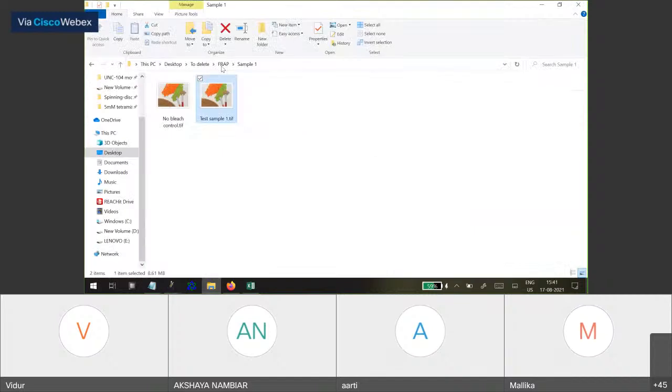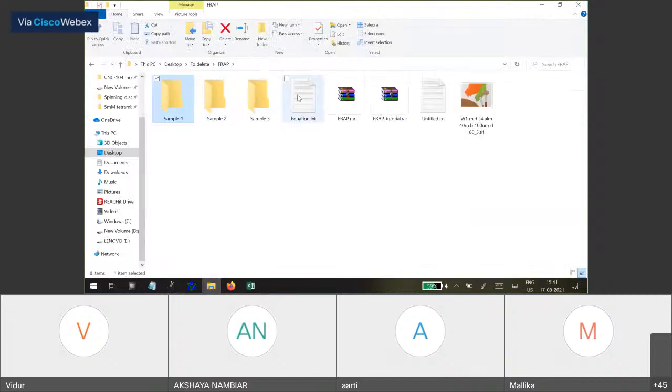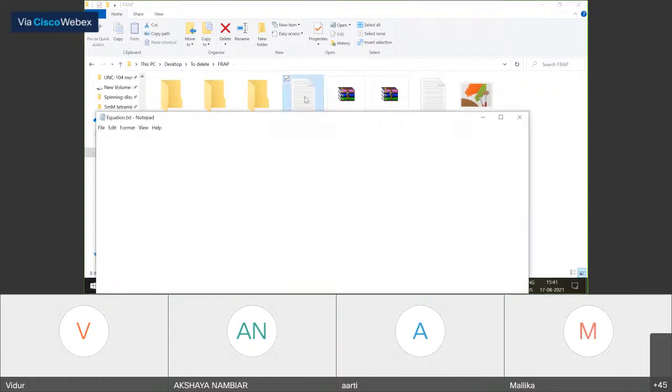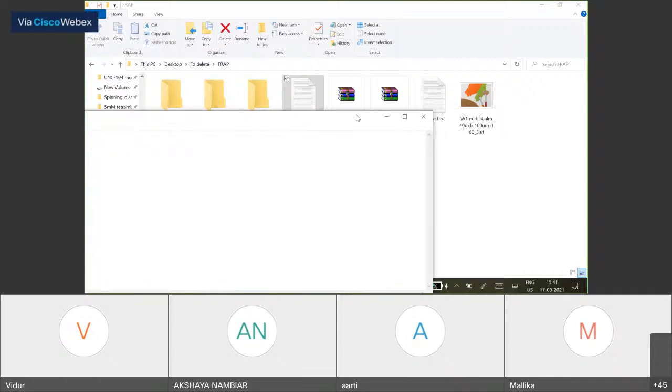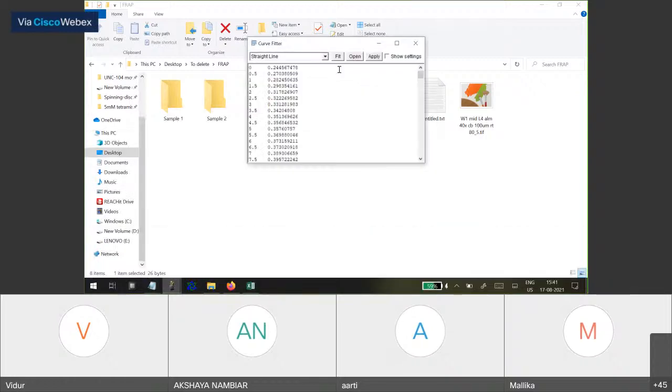Now you go back to the data set that I had sent you, and there is one text file called equation.txt. You copy paste this equation. You copy it and you go back to the Fiji curve fitting window.